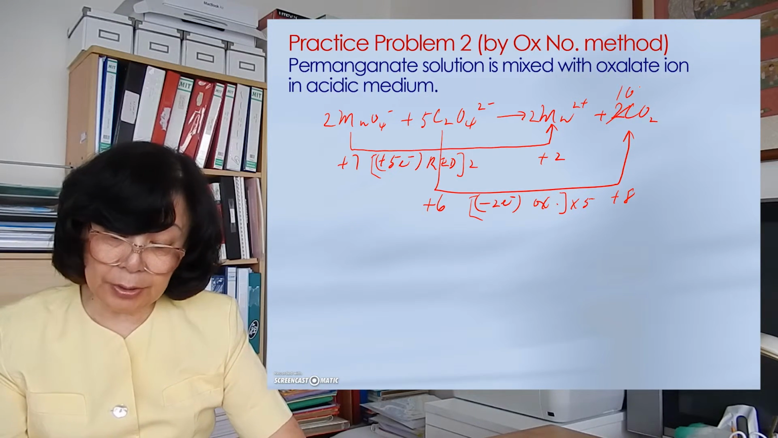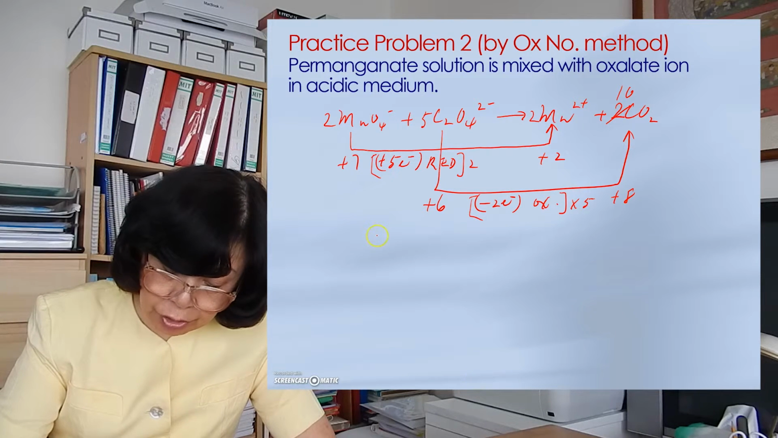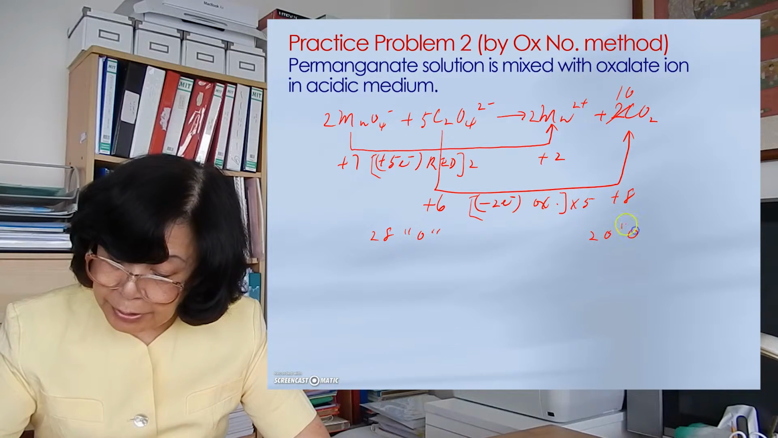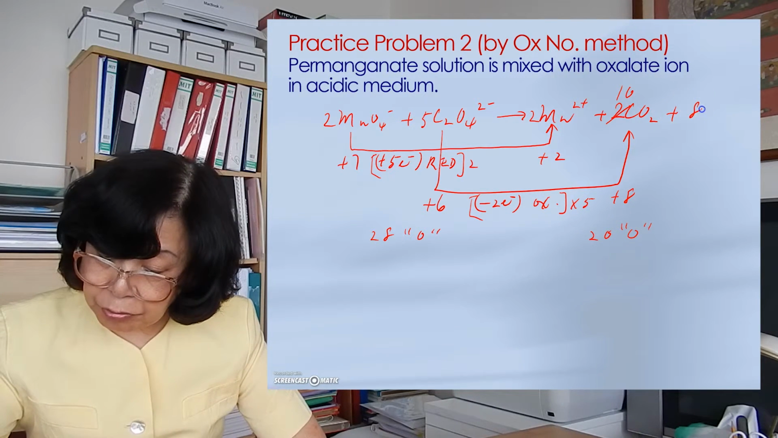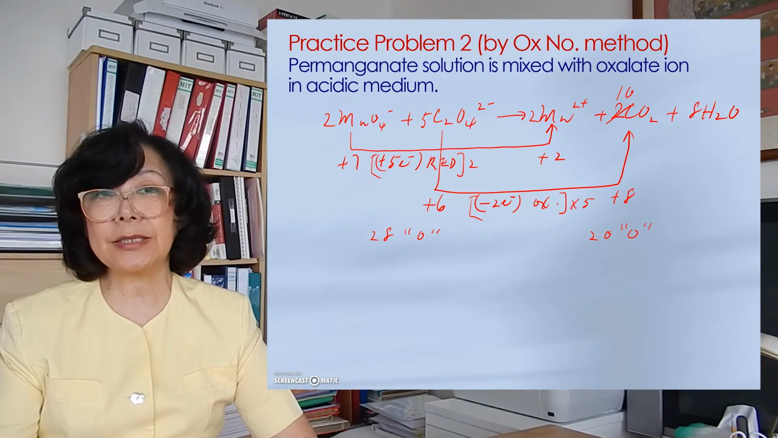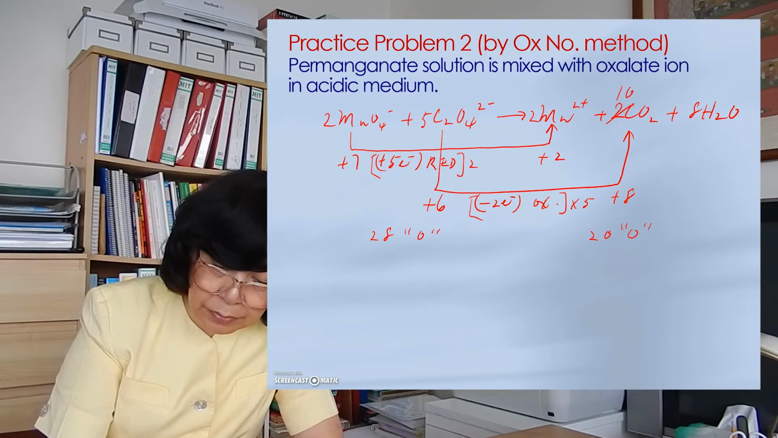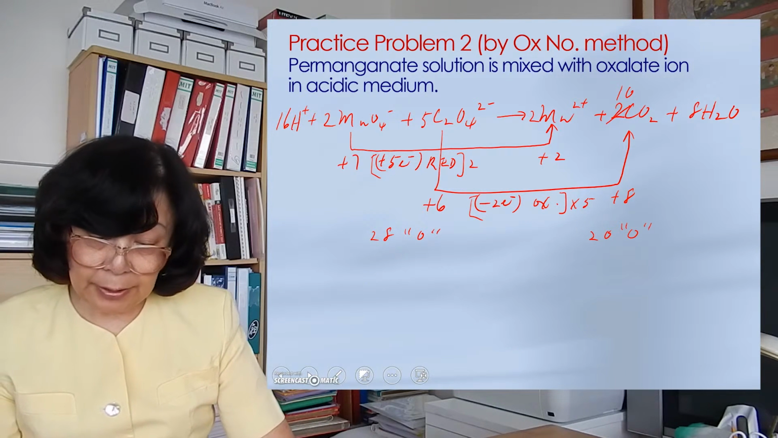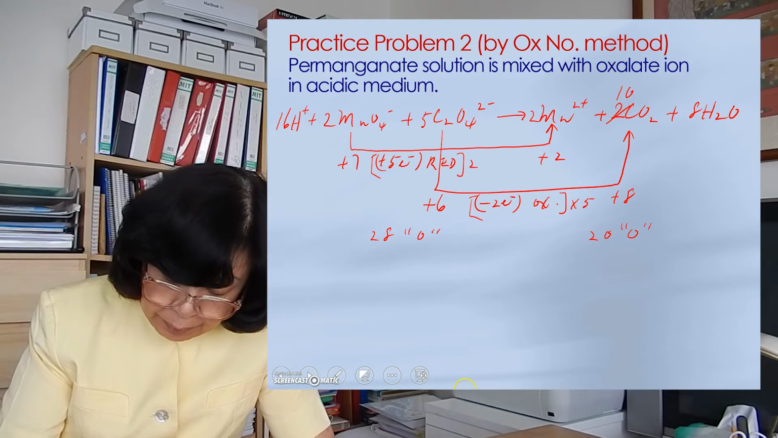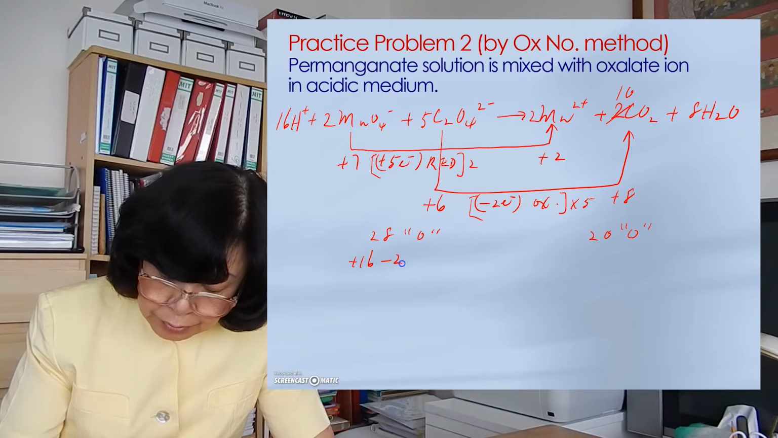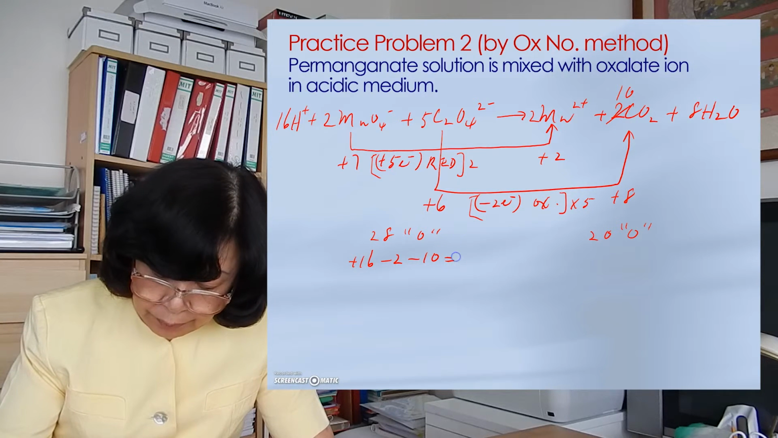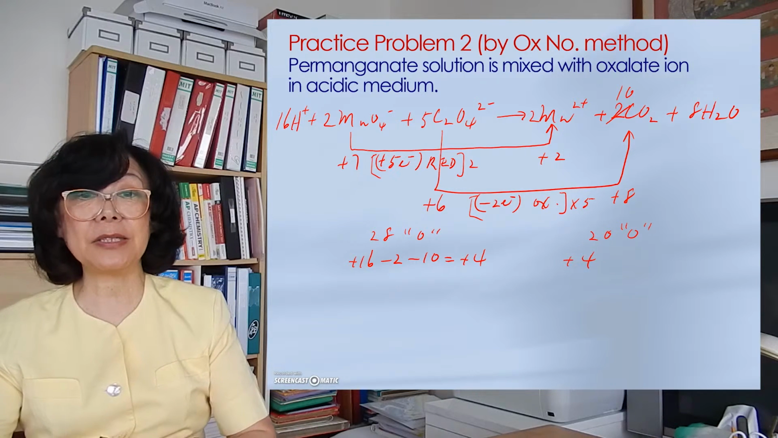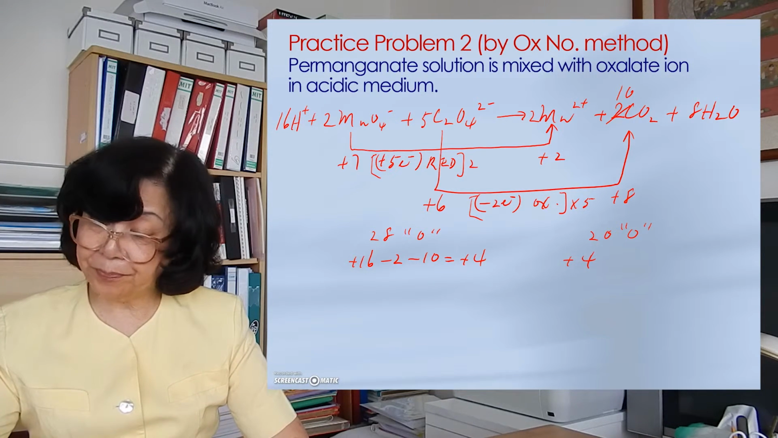Now I count my oxygen. I have 28 oxygen on the left, but I have 20 oxygen on the right. So I add 8 moles of water to the right to balance the oxygen. And in that sense, I created 16 hydrogen atoms. So I put 16 H plus in an acidic media to the left. Now I count my charges. To the left, I have +16, -2, -10. So that's a net charge of +4. And on the right, I also have +4. So everything is balanced. I know that I have done my job properly.